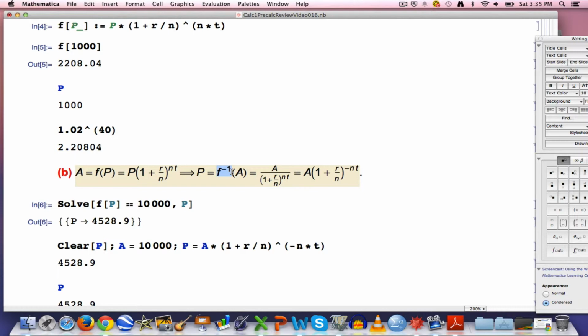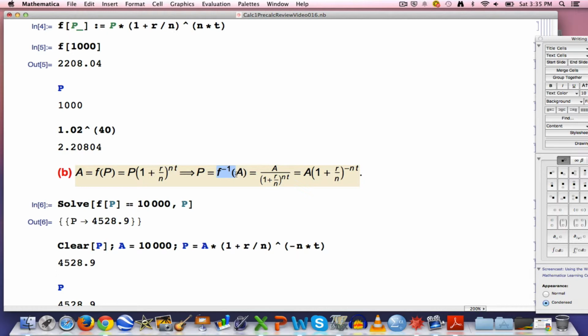But f itself is just a function. You can't, it's a name. You can't raise a name to a negative 1 power. So this is just notation to specify that this function is related to the original function f. It's got a nice relationship. And so we write it like this, and we call it f inverse of a.